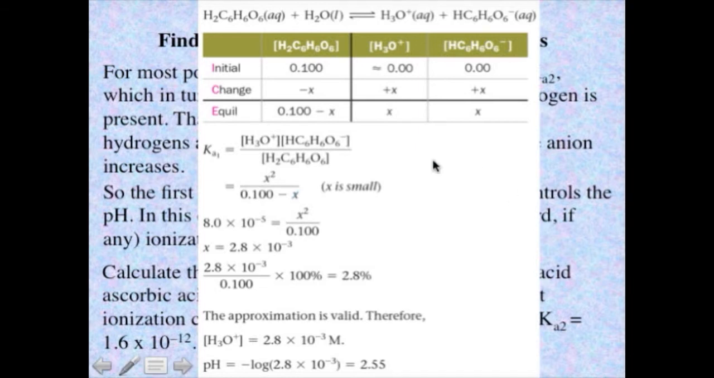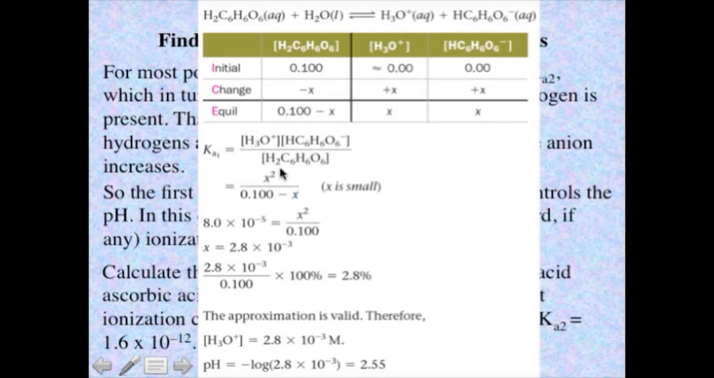Okay, so here is how you would set up the problem. You'd set up your ICE table. Initially 0.1 molar of the ascorbic acid, change minus X molar of the ascorbic acid reacts to form X of hydronium ion and X of the anion, and at equilibrium 0.1 minus X remains of the ascorbic acid, and X of hydronium and X of conjugate base.